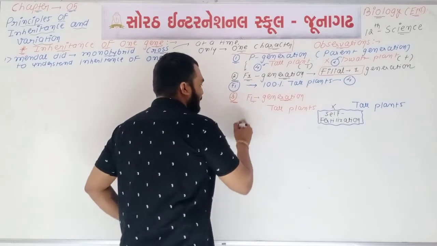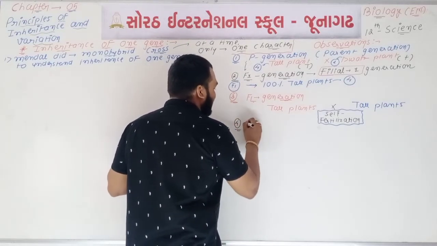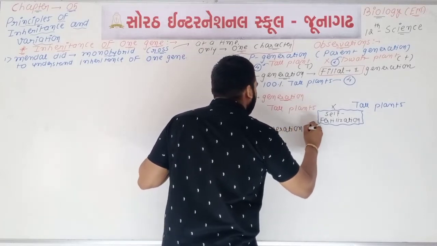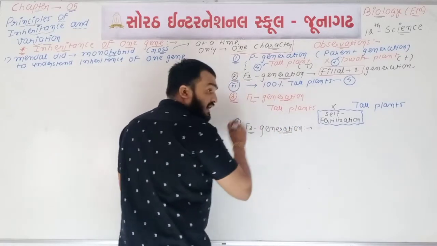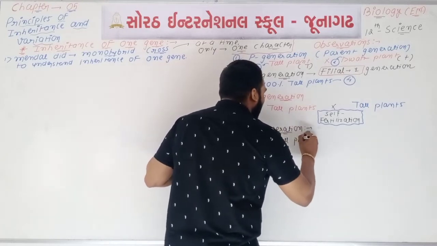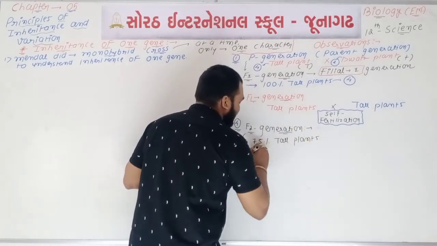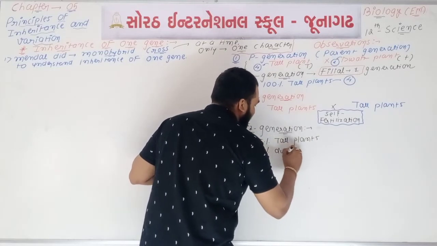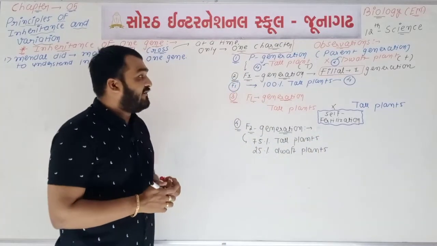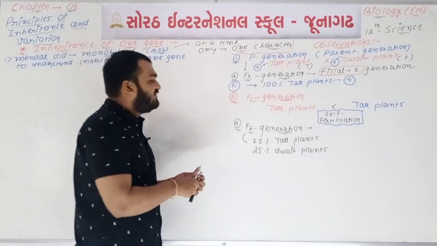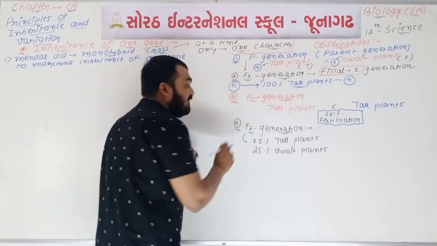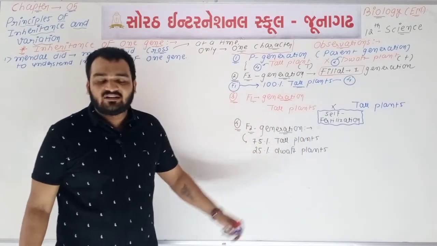If we talk about point number 4, then after F1 generation, F2 generation is there, yes or no? After F1 generation F2 generation is there. What about F2 generation? In F2 generation we can say that 75% tall plants were there and 25% dwarfed plants were there. So in F1 generation only one type of plants, only tall plants, were there, while in F2 generation both tall and dwarfed types of plants are there.